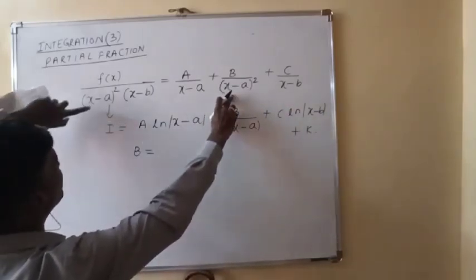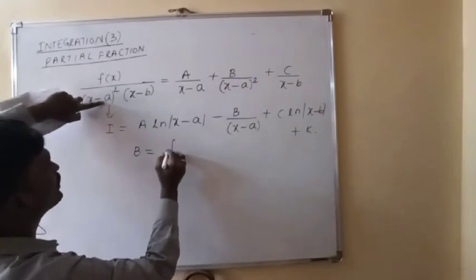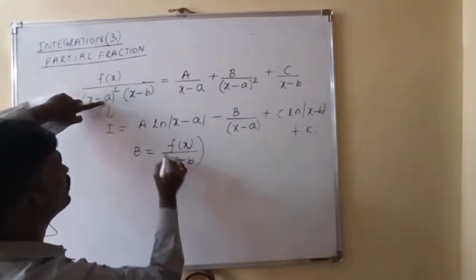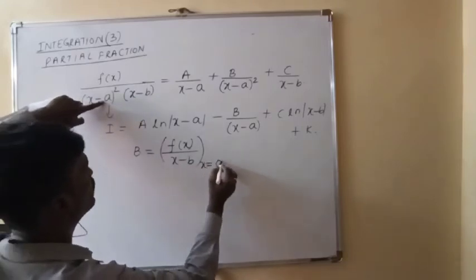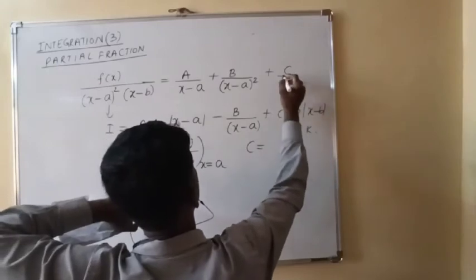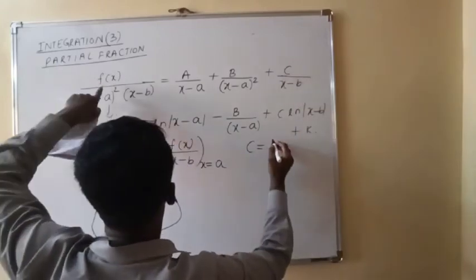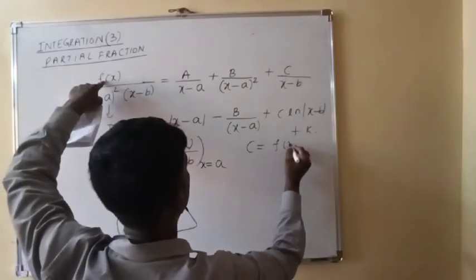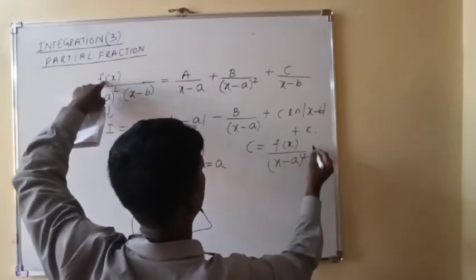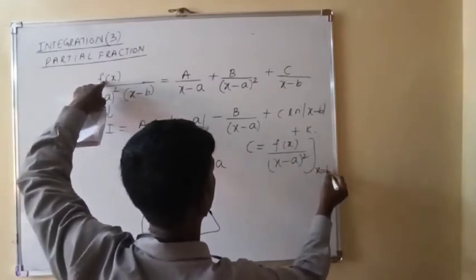Putting x equal to a, other than this factor (x minus a) whole square, that means what is the remaining factor? f of x by x minus b. In this factor, what do you have to put? To get the c value, we have to put x minus b equal to 0, which means x value is b. So we have to put x equal to b in this factor, f of x by (x minus a) whole square.